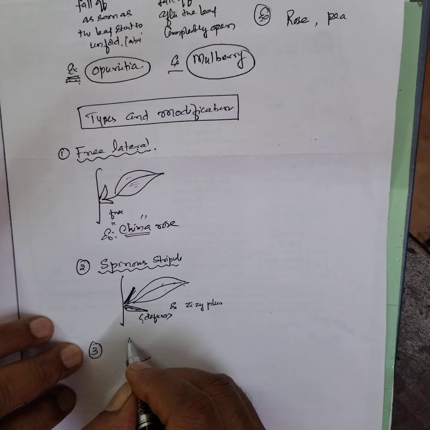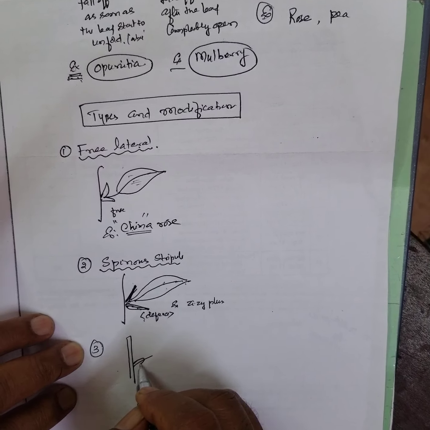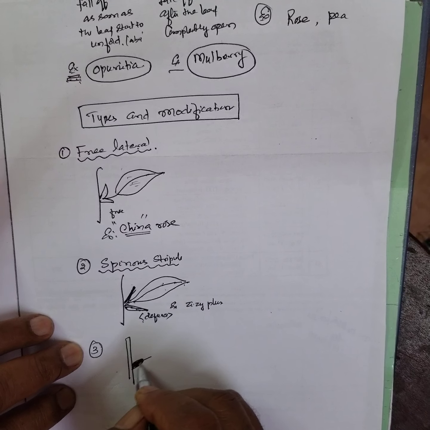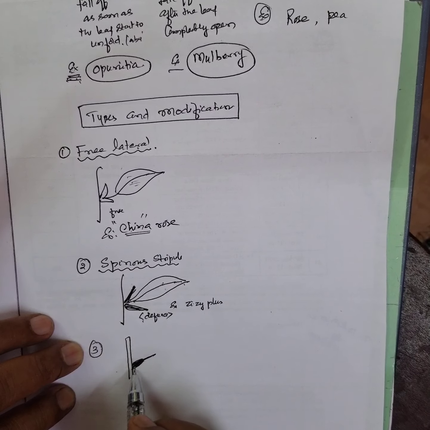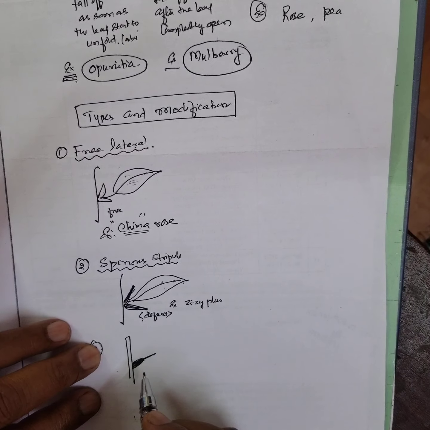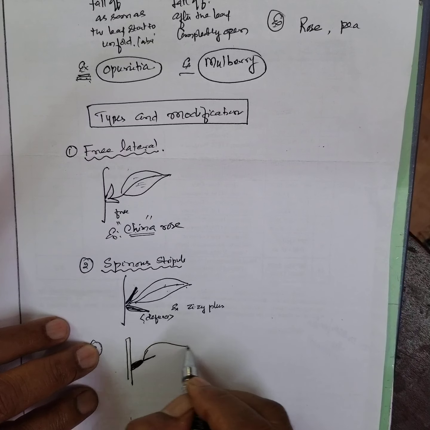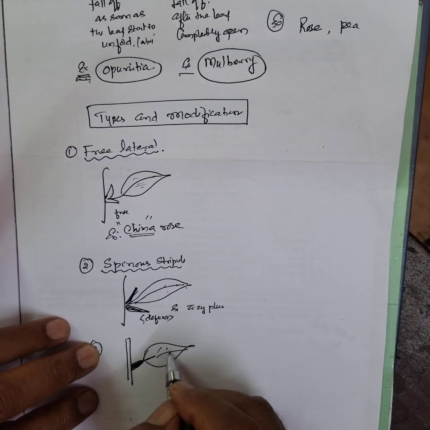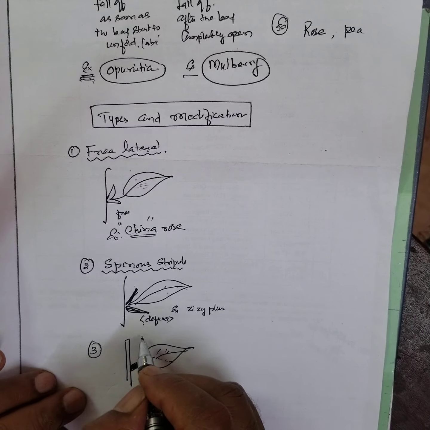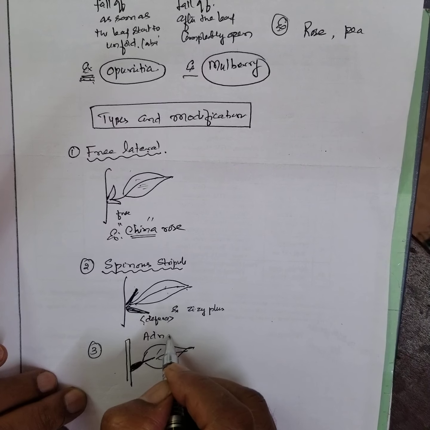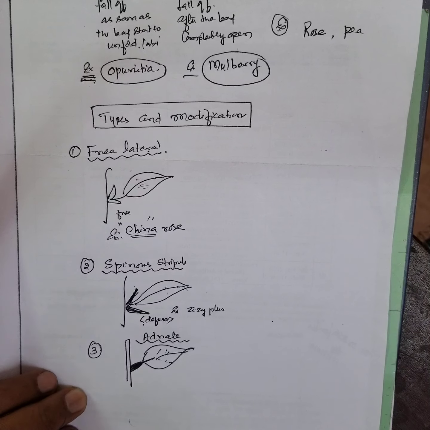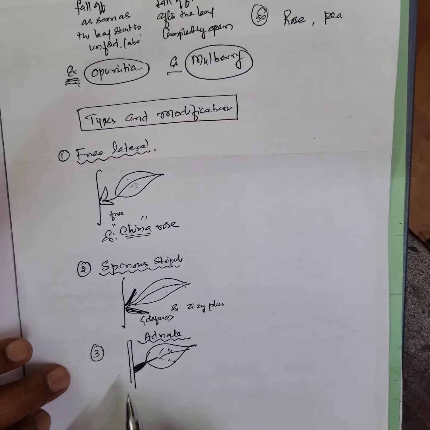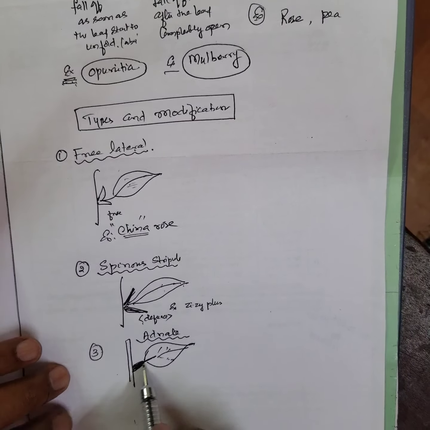Another one is what? Adnate. Adnate, see, it is attached to the base itself. See, this is separated, this is also separated. It is attached to the base. What is the name of this? Adnate. Adnate stipule. It is attached to the stem along with it. Example, rose.